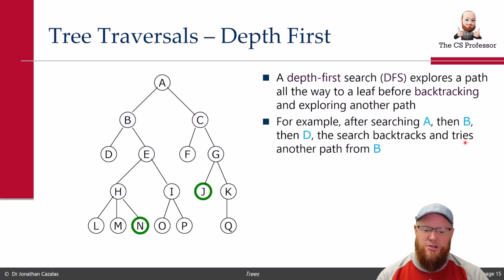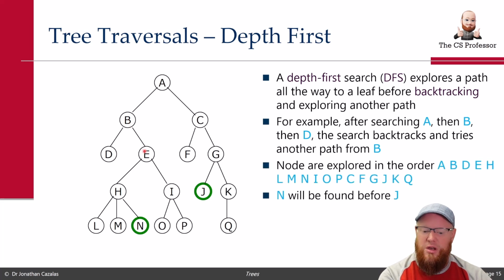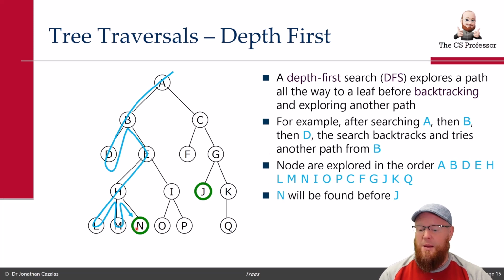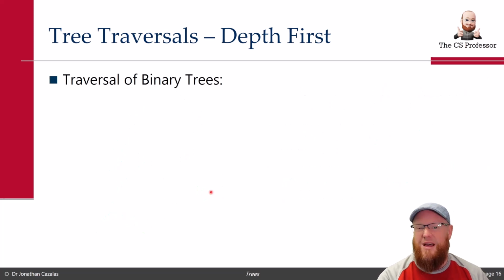So here, using this particular tree and using one of those particular traversals, we're going to see that we're going to search A, then B, then D. And then after doing A, then B, then D, it's going to backtrack, come back to B, and then it's going to try E afterwards. Nodes are explored in that particular order, but the takeaway here is that we're going to actually end up visiting N before we visit J, just for example, meaning we've gone all the way down a path before we even explore the right side of A, and therefore N is seen before J. And that's just in general.